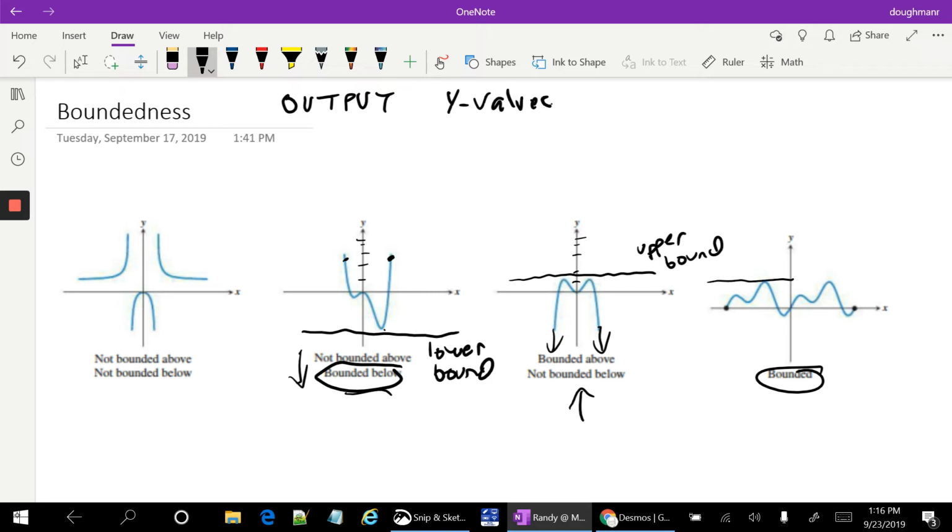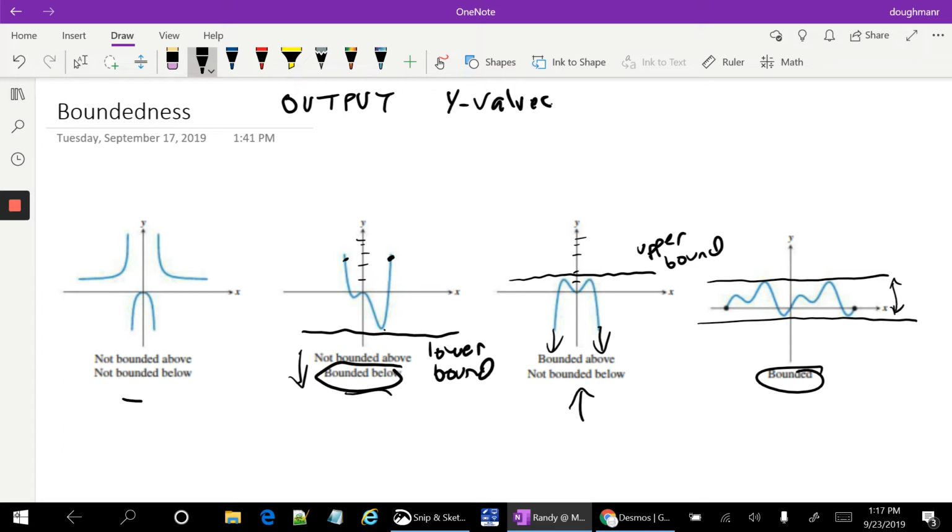And then some you'll get are bounded. So it looks like all the y values fall below that line and above that line. So there's both bounded above and bounded below. So all our outputs are going to fall in this region. So we say that it's just simply bounded.